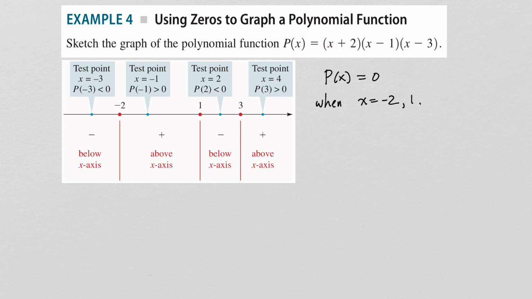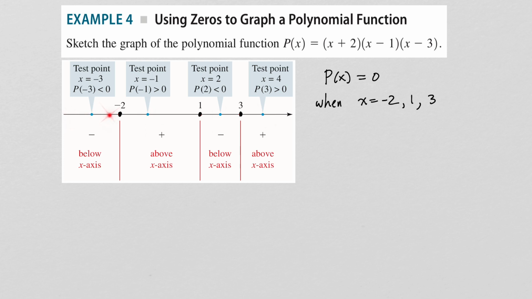Also when x equals positive 1, which makes this factor 0. And finally, when x equals positive 3, which will make this factor equal to 0. So now what I'm going to do is put those numbers on a number line that you can see right here, and then I'm going to test the polynomial at points in between these zeros.